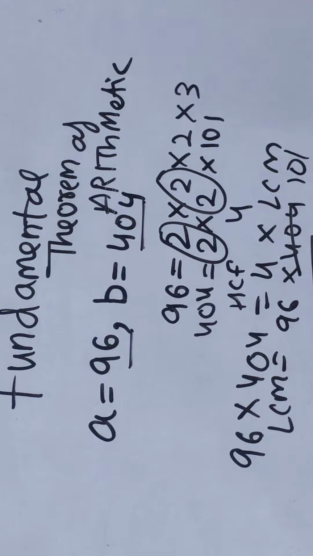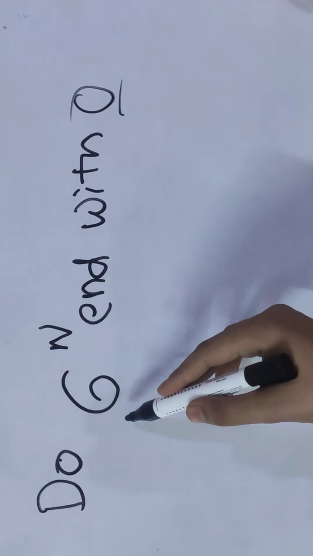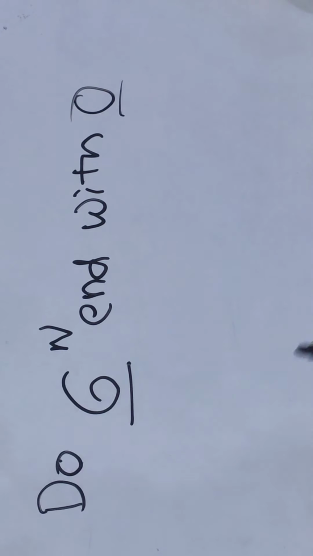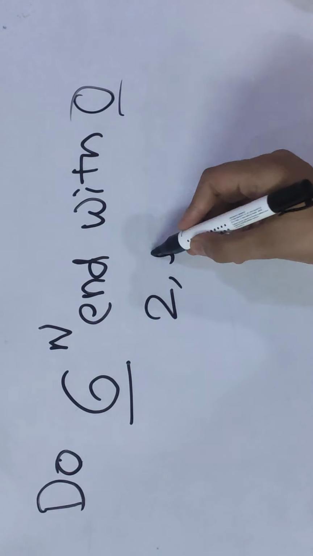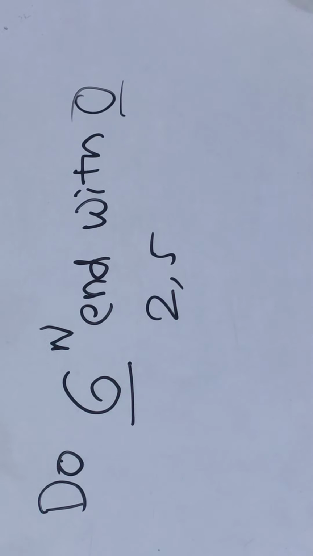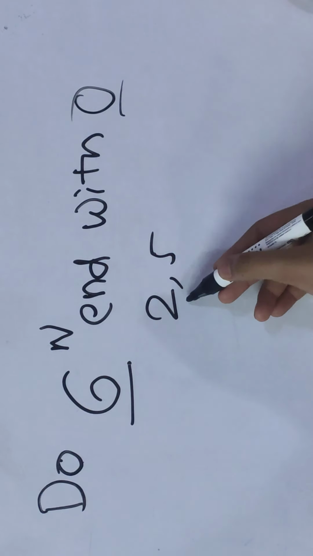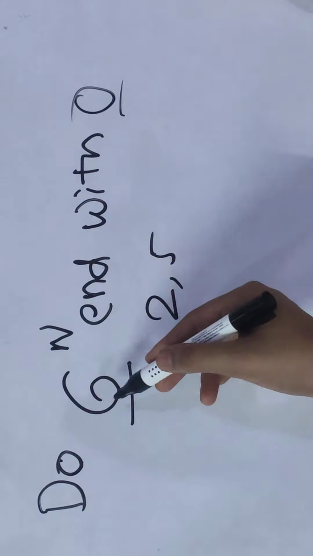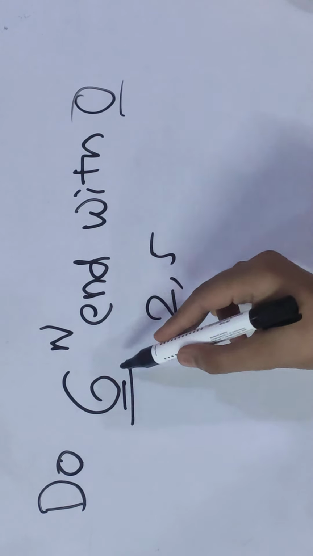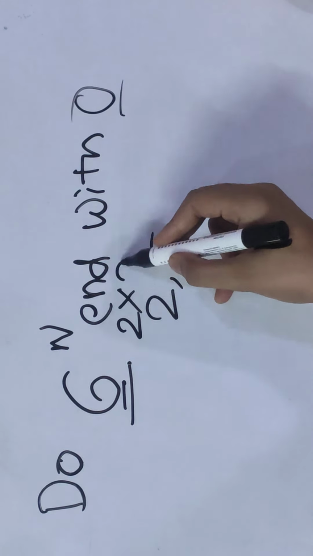Another important question is, does 6 to the power n end with 0? Let's start with the very basics. We know that the condition for any number with a power to end with 0 is that the prime factorization of that number must contain 2 and 5. Now let's understand it. Let's assume that this number's prime factorization is 2 into 3.